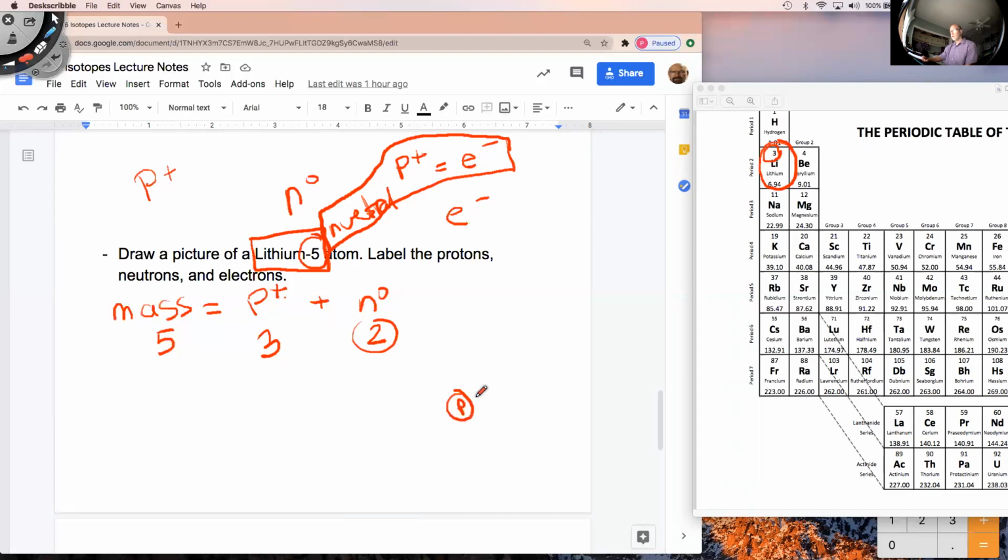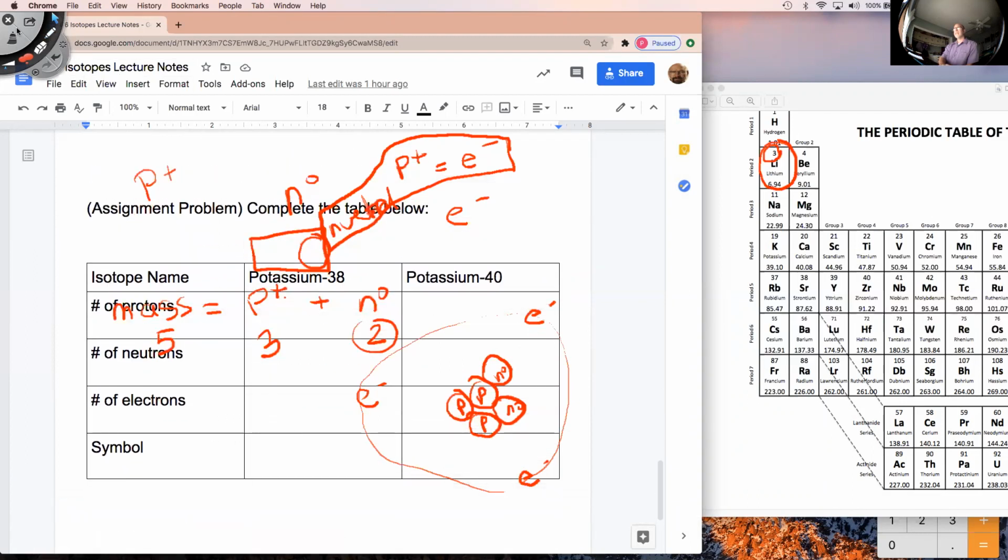So to draw this, we have to draw protons. So 3 protons and 2 neutrons. And then going around the outside, we have 3 electrons. And in theory, this would be our atom. Okay, so that would be drawing a picture. Now, all of this is going to be on your handout coming up.